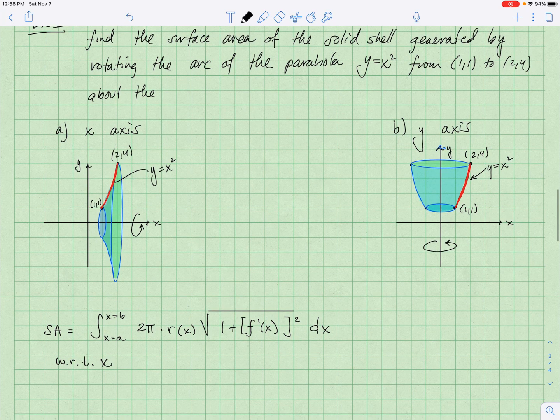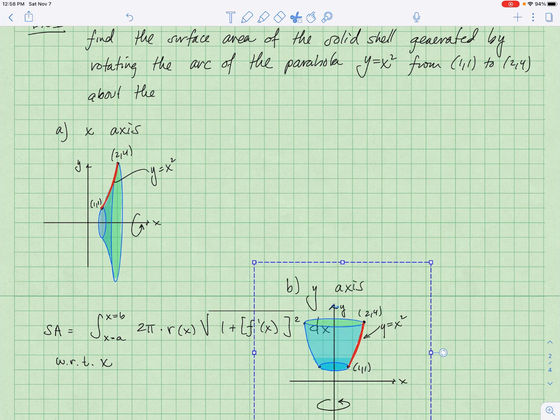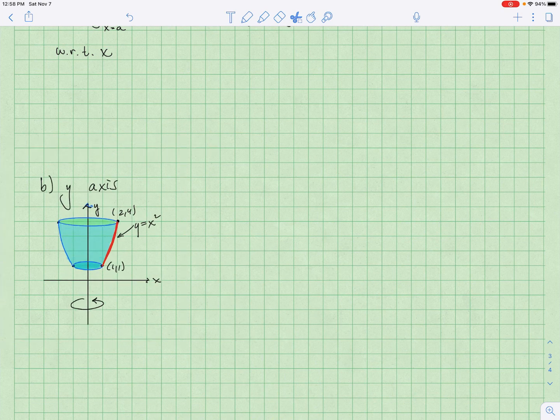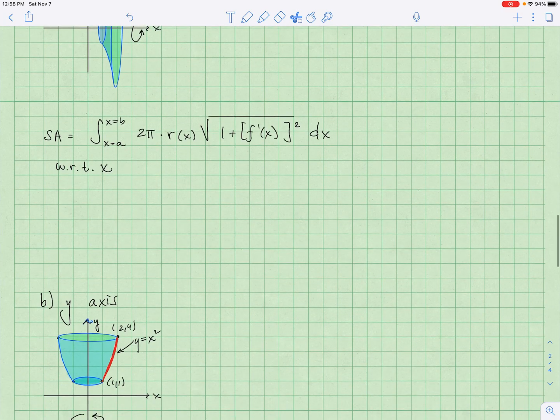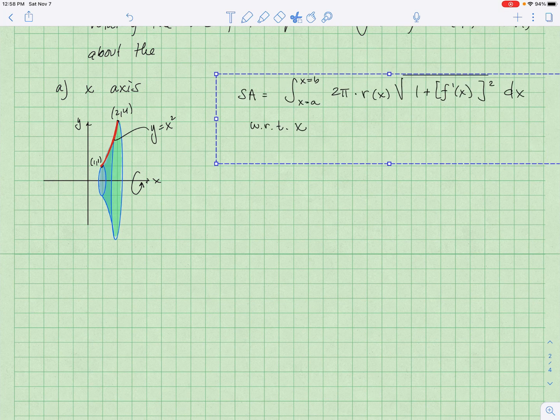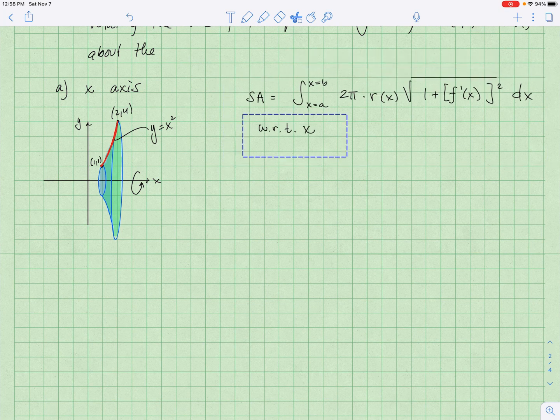So actually, let's move this wonderful drawing out of the way here. We'll do this guy later. There's a lot going on with that one. Let's move this up top here. There we go. So with respect to x, we have the surface area is equal to this formula. In this particular case, that's the integral from x equals 1 to x equals 2.